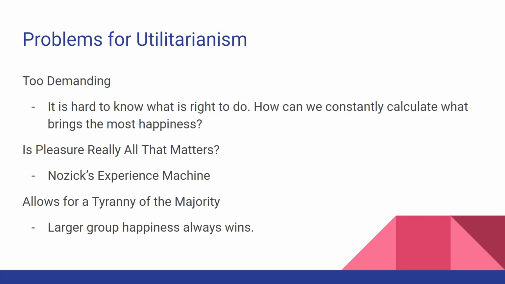So there's a number of problems for utilitarianism. Now, turning to discussion of criticisms of the view, you might have already foreseen some of these in the way that I presented the theory. One is that this theory is too demanding. It's really, really hard to know what's right and what's wrong to do, because it's really, really hard to know what's going to create the most happiness, right?